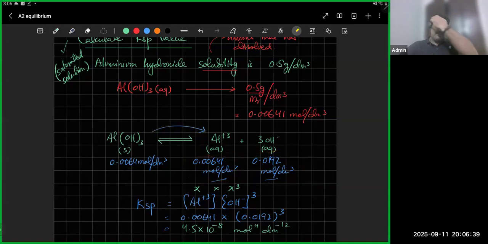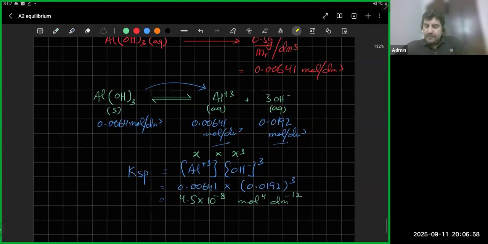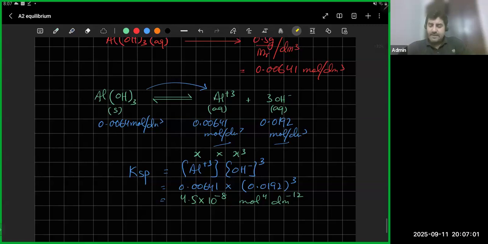So by looking at the solubility, I'm able to figure out what the concentration of the ions is in solution. Once I have that, I have the expression, which is aluminum ion concentration times OH ion concentration cubed. I plug in those values and figure out what KSP is, which is coming out to be 4.5 times 10 power minus 8.